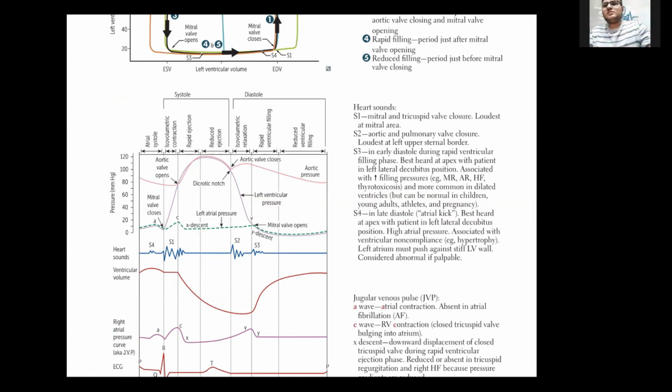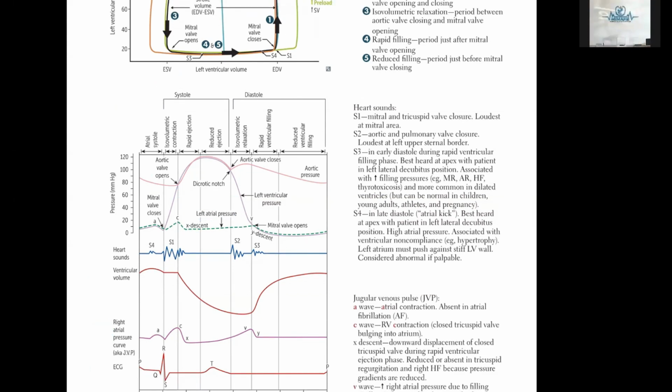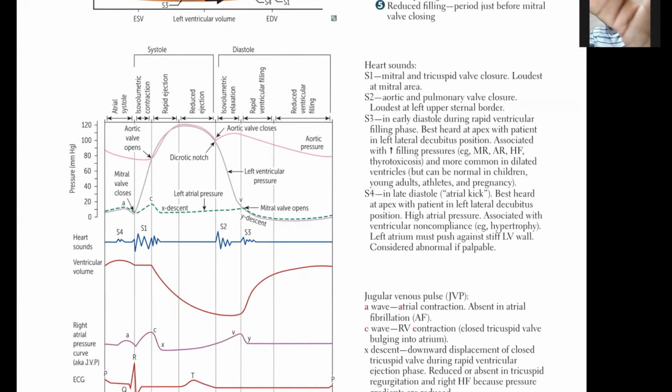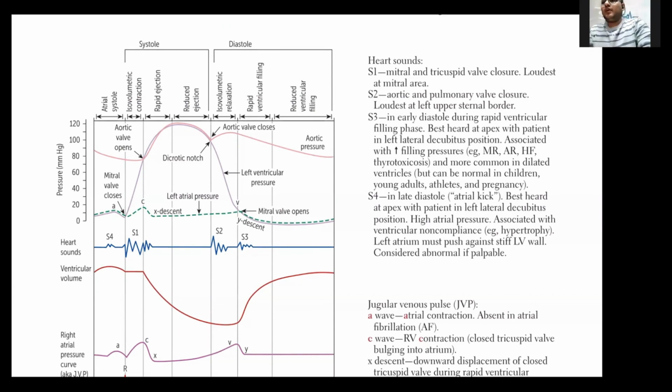Okay, so now we will discuss some pathologies and a quick revision of our sounds and phases. What are the different sounds? S1, S2. We will discuss the MCQs. S1 is produced when the mitral and tricuspid valves close. S2 is produced when the aortic and pulmonary valves close. And the FCPS and MD/MS part 1 question: we discuss 2 very important MCQs here.